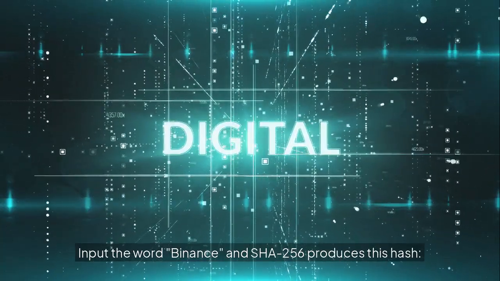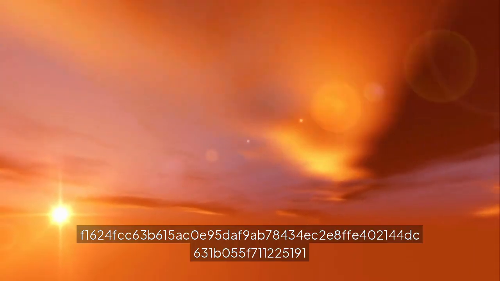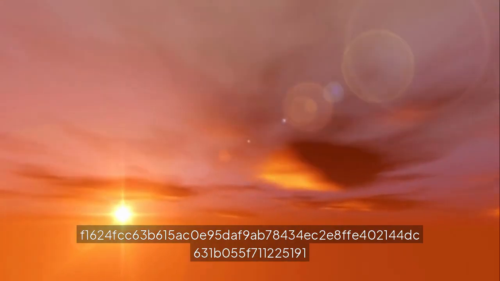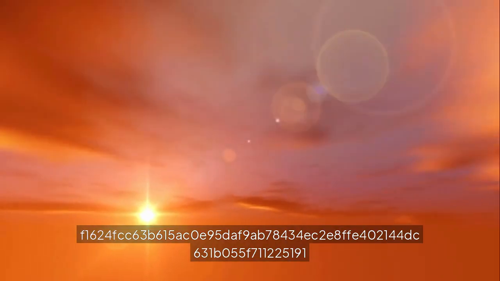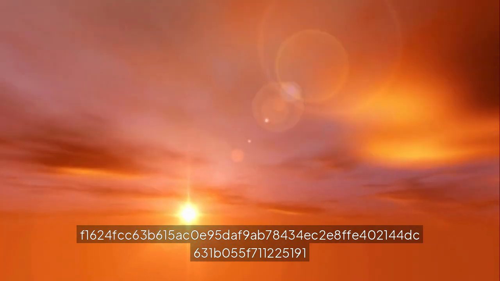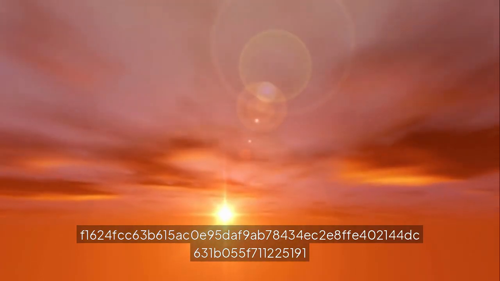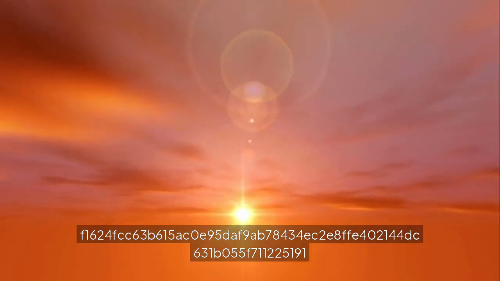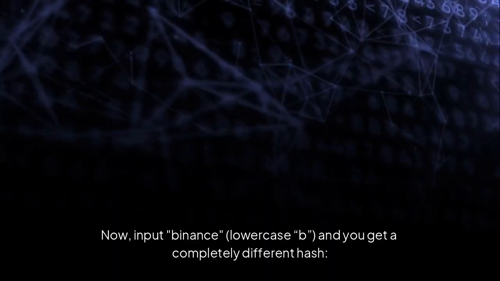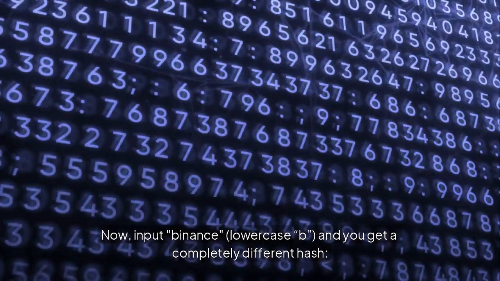Input the word Binance, and SHA-256 produces this hash. F1624FCC63B615AC0E95AB78434EC2E8FFE402144DC631B055F711225191. Now input binance, with a lowercase b, and you get a completely different hash.